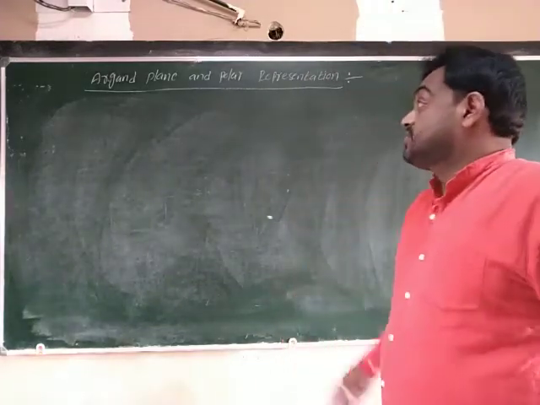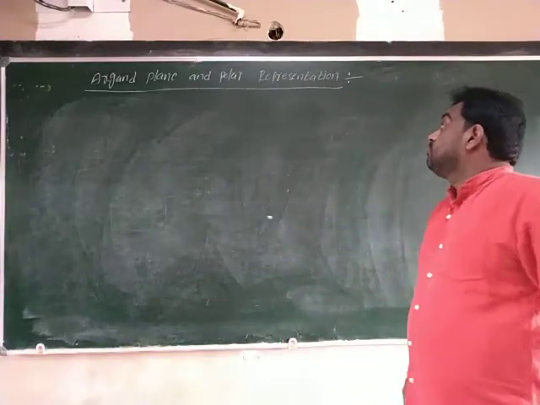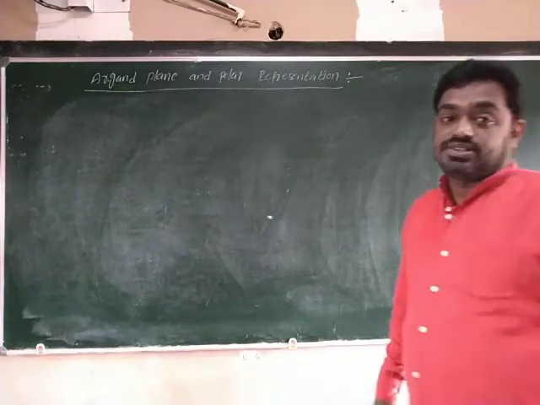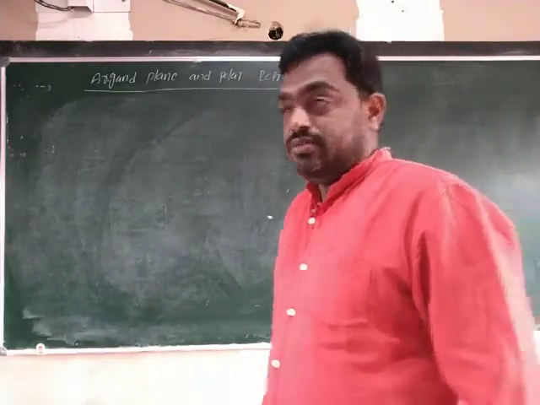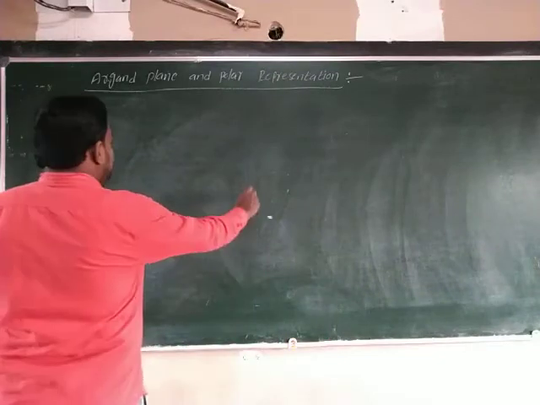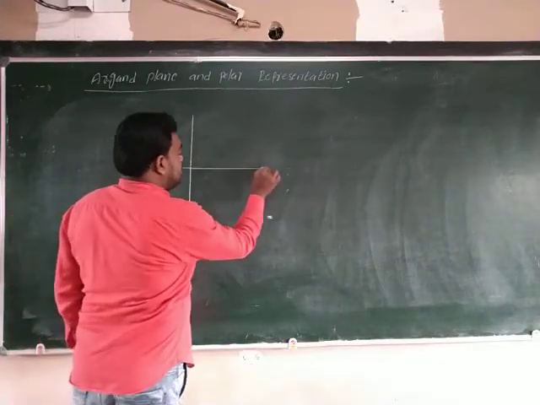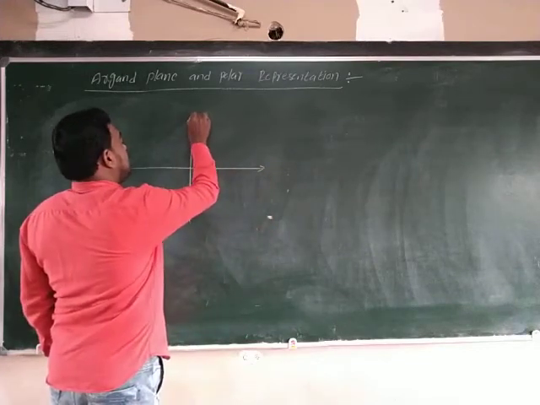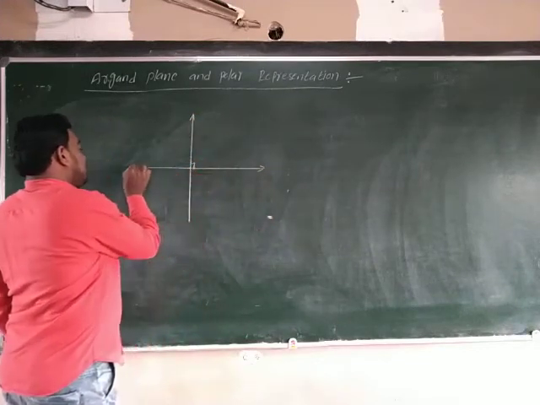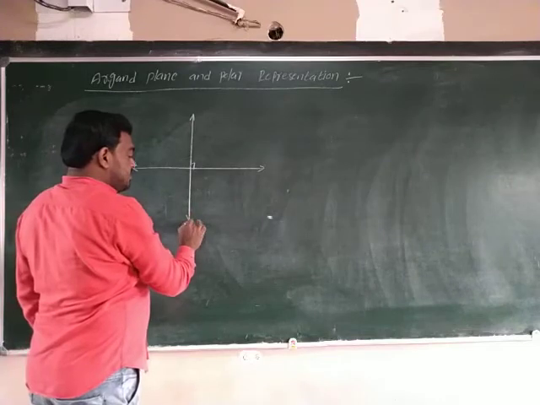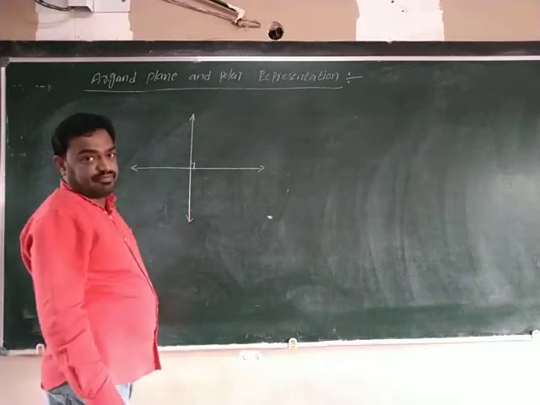In this video, we are discussing the Argand plane and polar representation of a complex number. See, consider two mutually perpendicular lines in the plane. Then these lines are called coordinate axes.